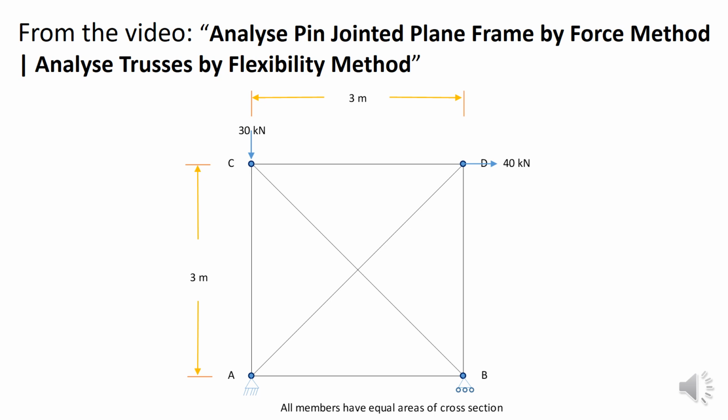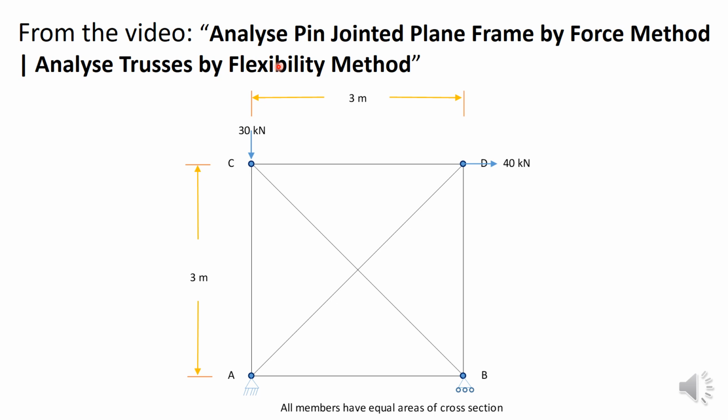Welcome to another video on force method versus method of Stroops. In this video we will analyze an indeterminate truss. This problem is taken from another video, Analyze Pin Jointed Plane Frame by Force Method. You can search for this and it will give you the solution using the force method. In this video we will analyze it using the method of Stroops.